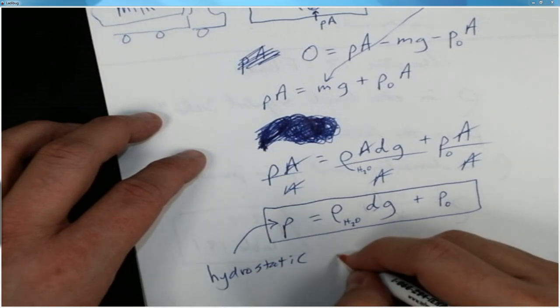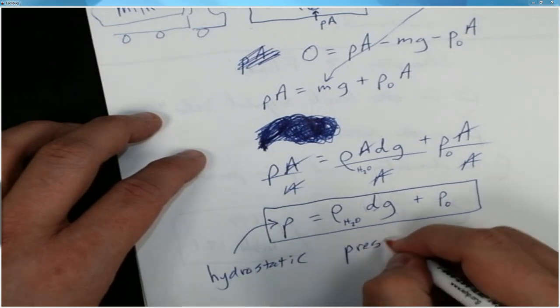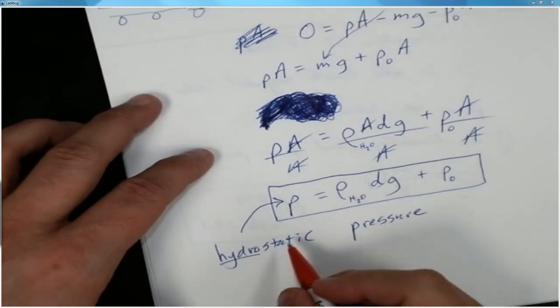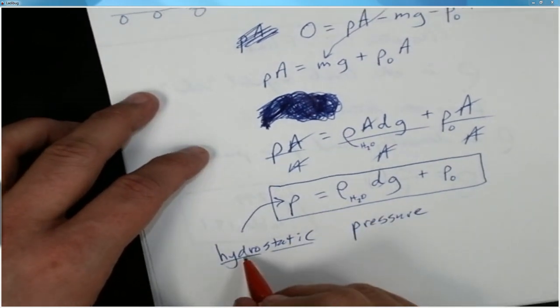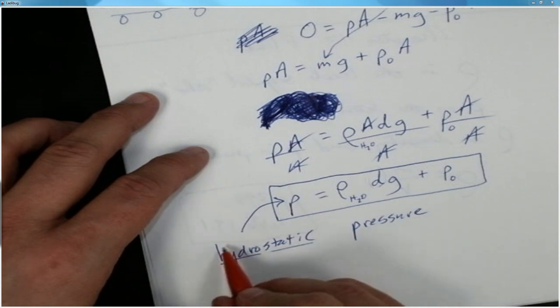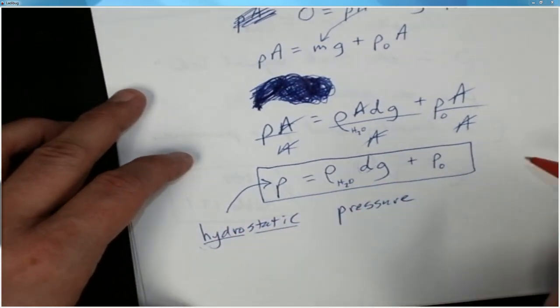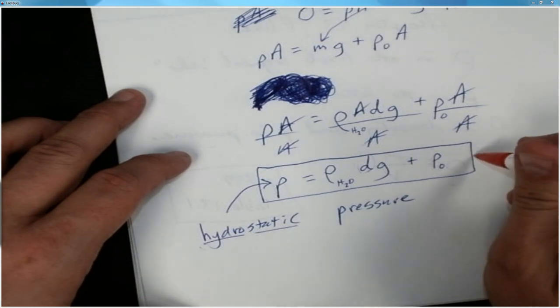Hydrostatic pressure. Hydro means liquid, and static means unmoving. So this is unmoving liquid pressure. If it's not liquid, you can't use this. Folks, do not try to use this equation on your AP exam for a gas.